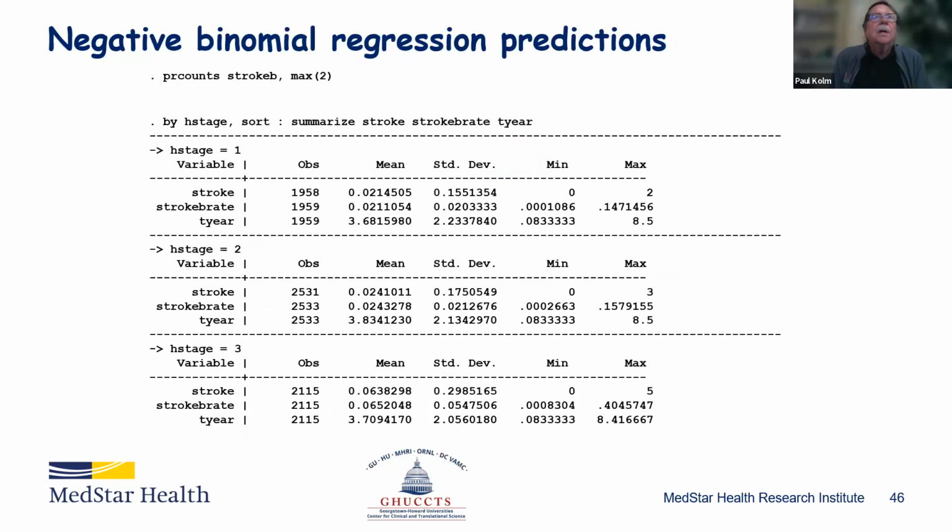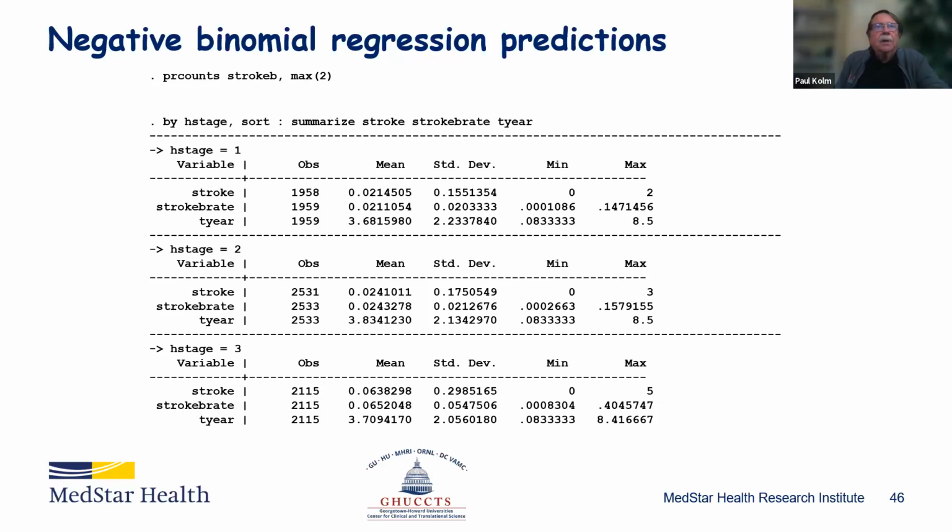What else we can do, and we can do this either if we use Poisson regression or negative binomial regression, is get a probability of the counts or an estimate of the counts. And so here, what I have for each hypertension stage, stage 1, stage 2, and stage 3, is the mean stroke rate, and then the mean exposure time or follow-up time for each hypertension stage.